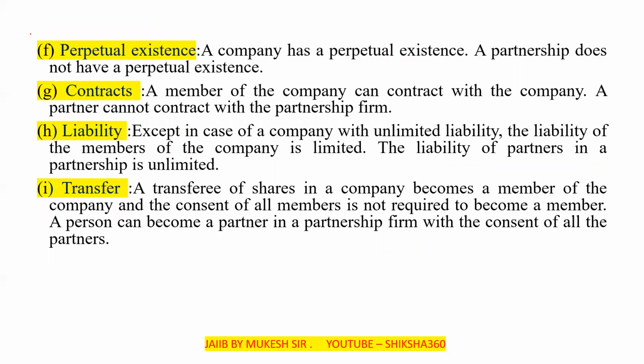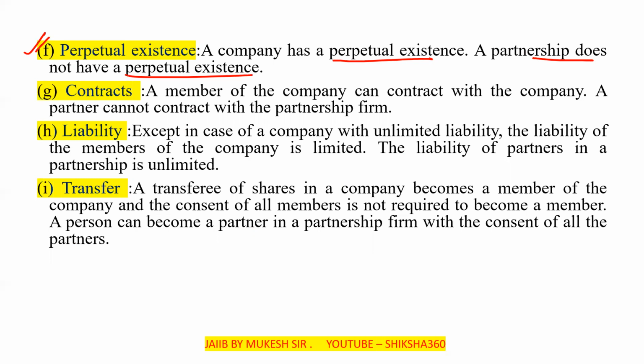The next one is perpetual existence. A company has a perpetual existence, that is, it is continuously existing. On the other side, a partnership firm does not have any perpetual existence.